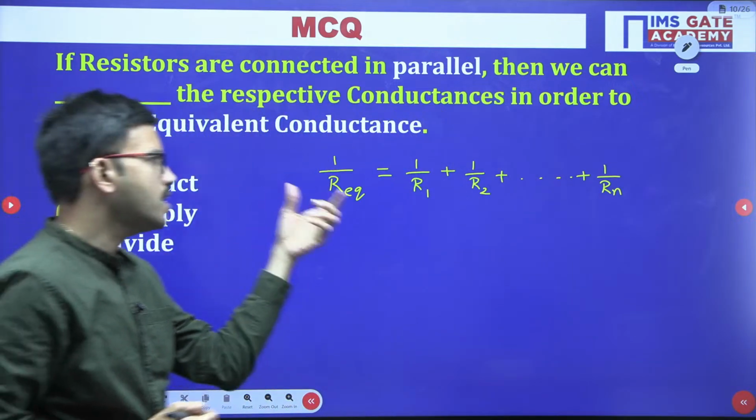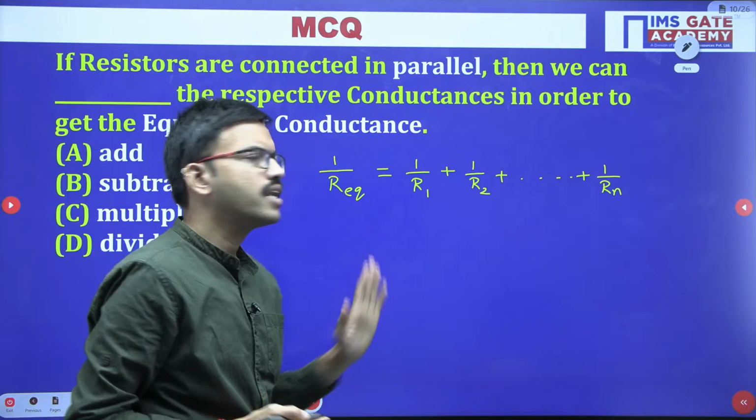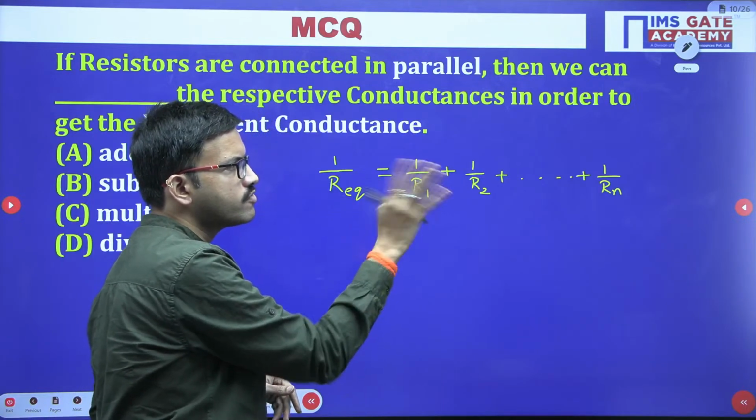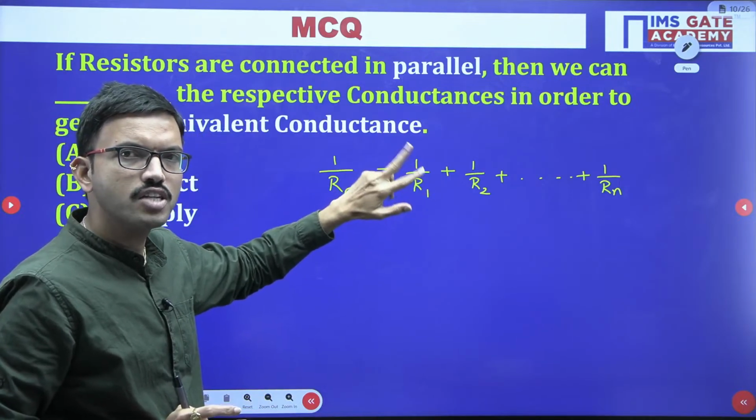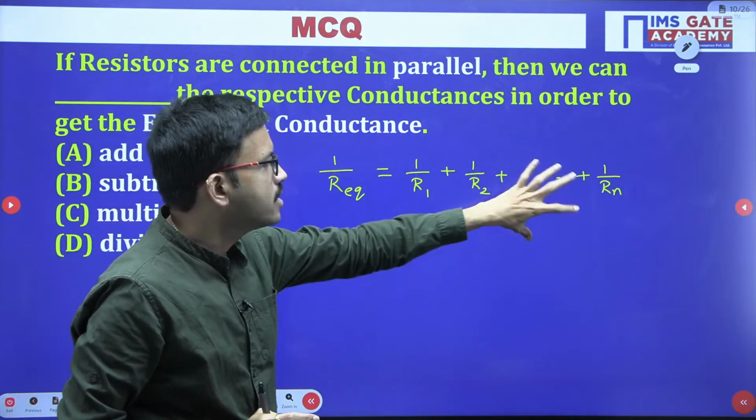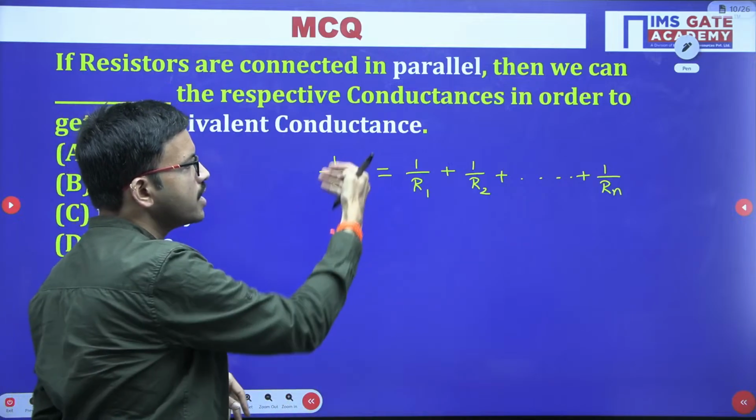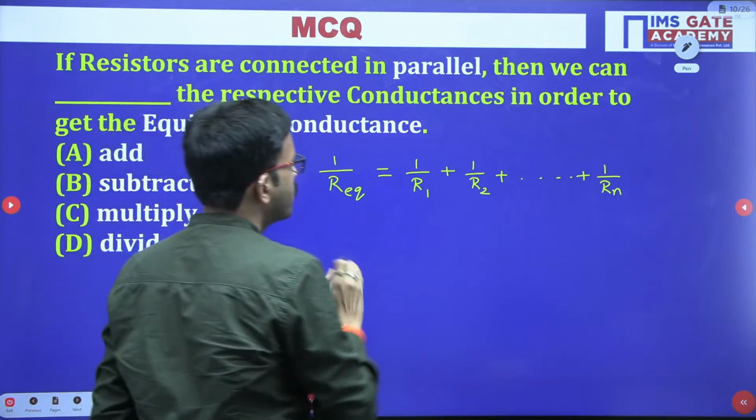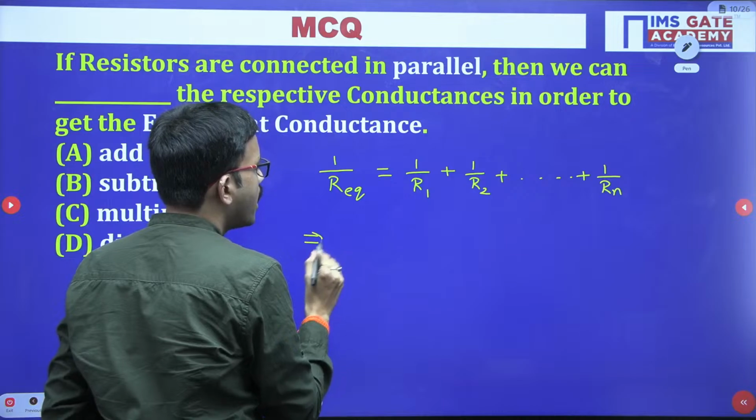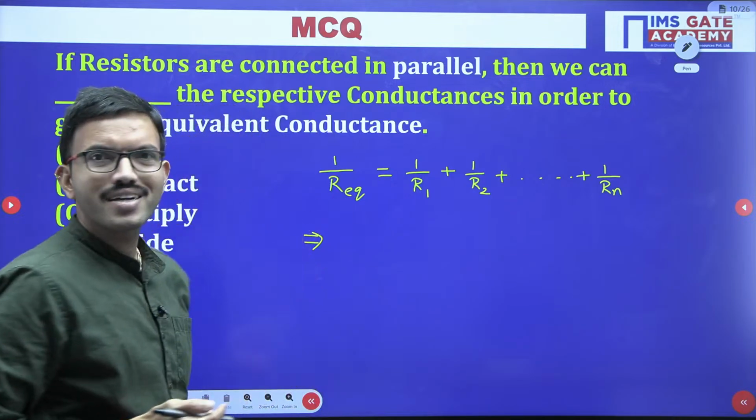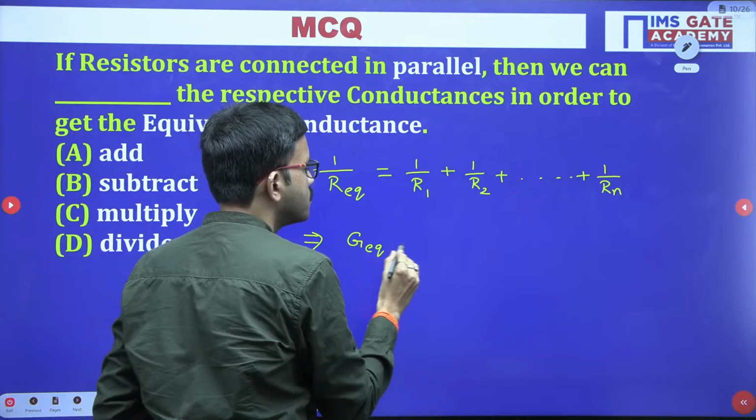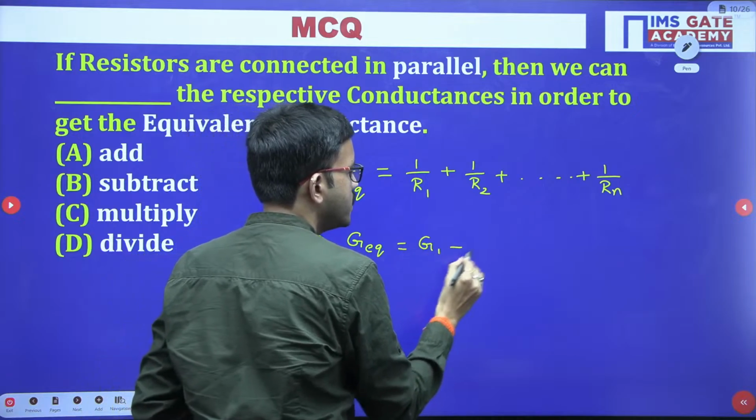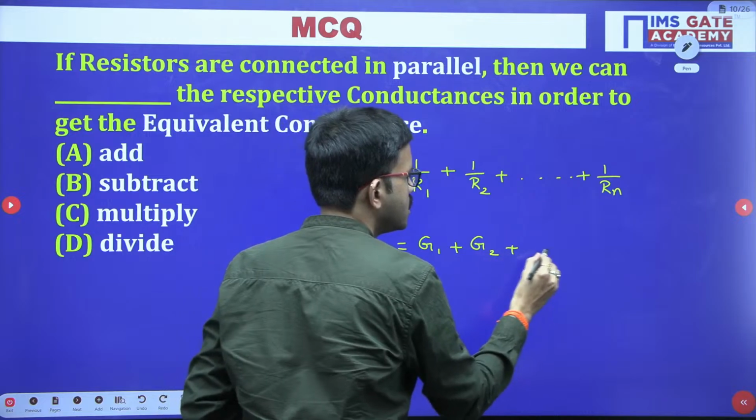When you have n number of resistors connected in parallel, just take the reciprocal of each and every resistance value and then add. This overall is nothing but 1 by R equivalent. Here, 1 by resistance is nothing but conductance. So from here you can write G equivalent equals G1 plus G2 plus and so on up to Gn.